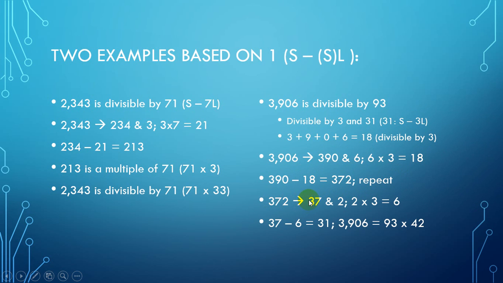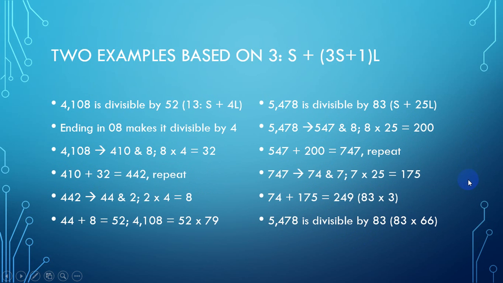372, then, you break it apart into 37 and 2. Again, S minus 3L, so you're multiplying the leaf here, 2, by 3, which gives you 6, and you're subtracting that from 37. 37 minus 6, guess what? That's 31. Of course, a multiple of 31. So 3,906 happens to be 93 times 42.